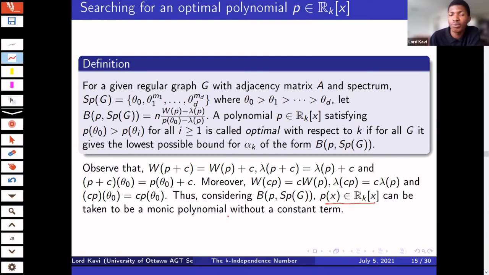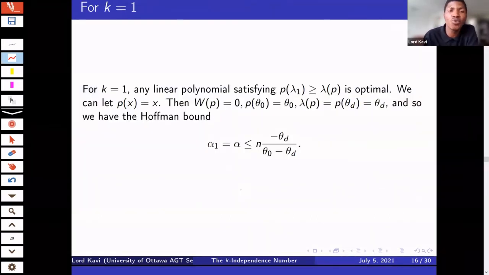So to make our life easy, we can therefore focus on a polynomial that is monic and without a constant term. Right, so if you look at the case k equal to 1, a monic polynomial without a constant term becomes this. So we just need to make sure that, with this, P of lambda 1 is greater than lambda P already. So the optimal polynomial is just this linear term, x. And so with all the other relations, we get back to the Hoffman bound, which we already showed earlier.